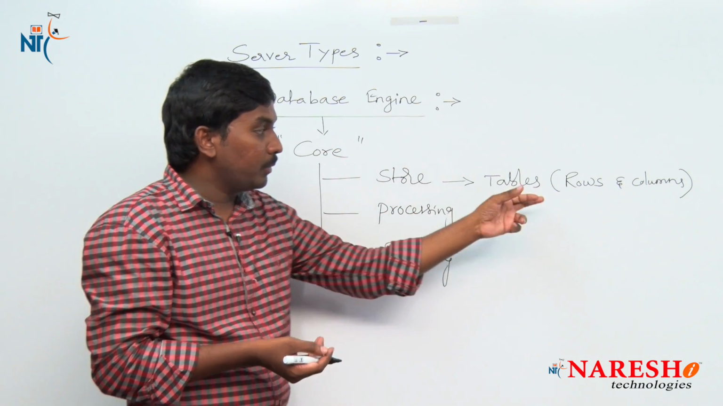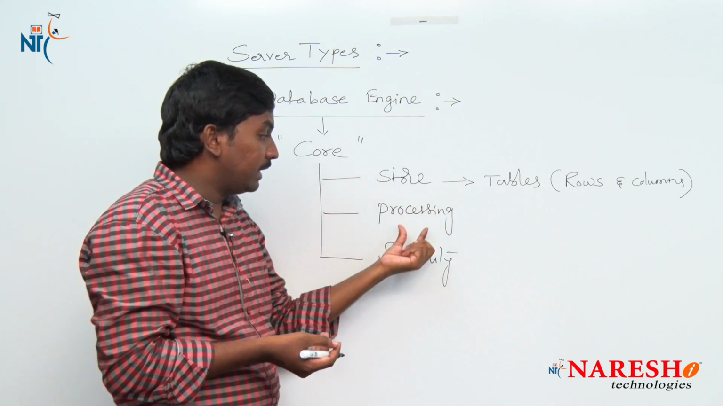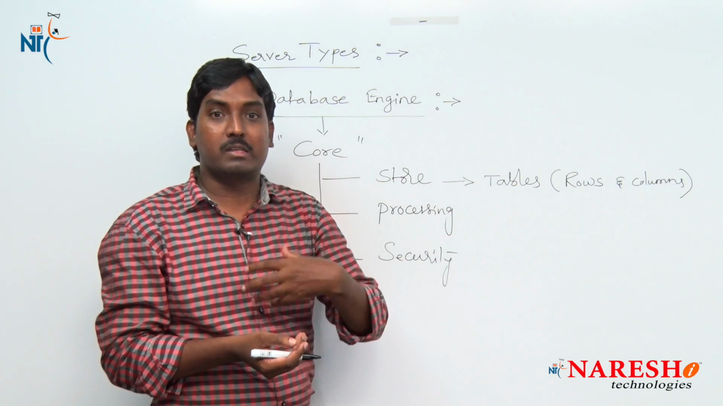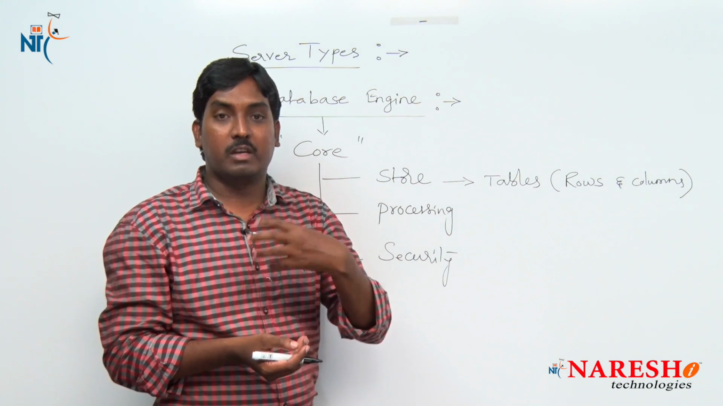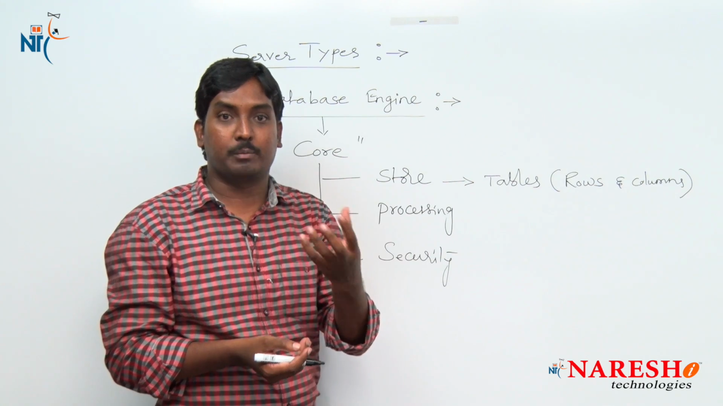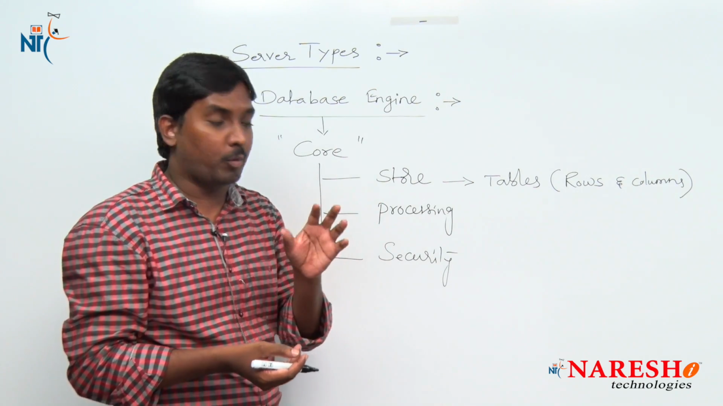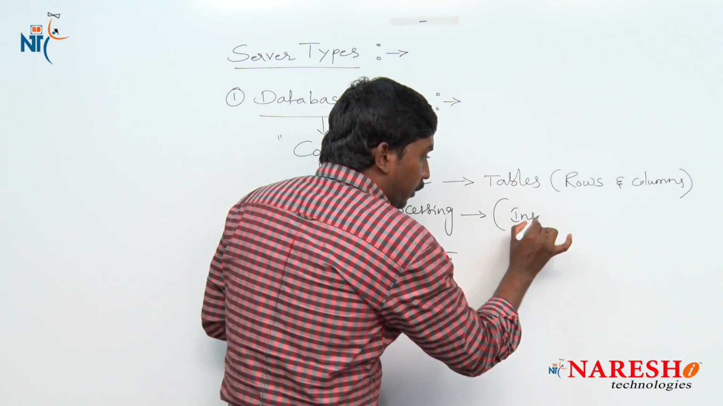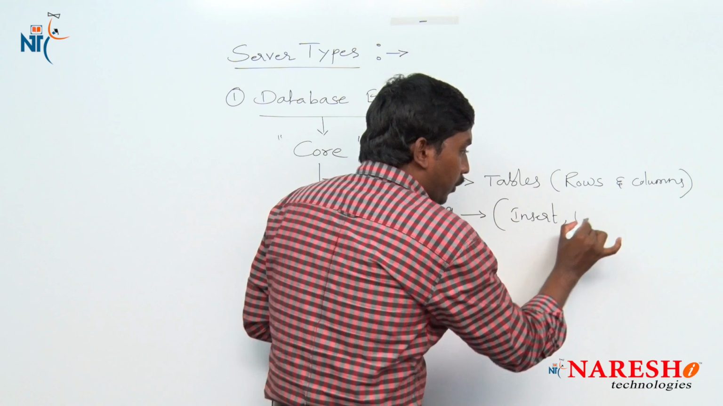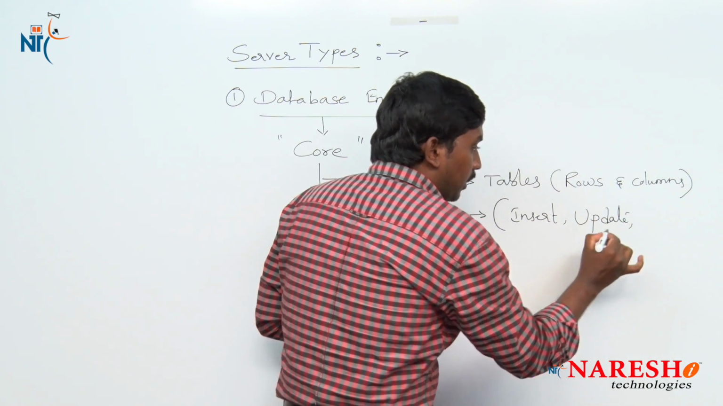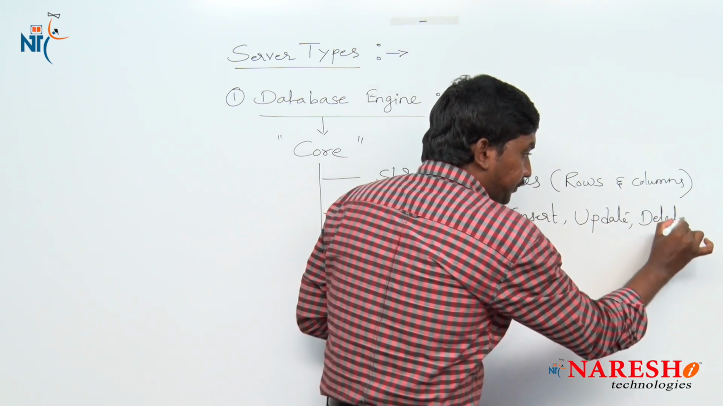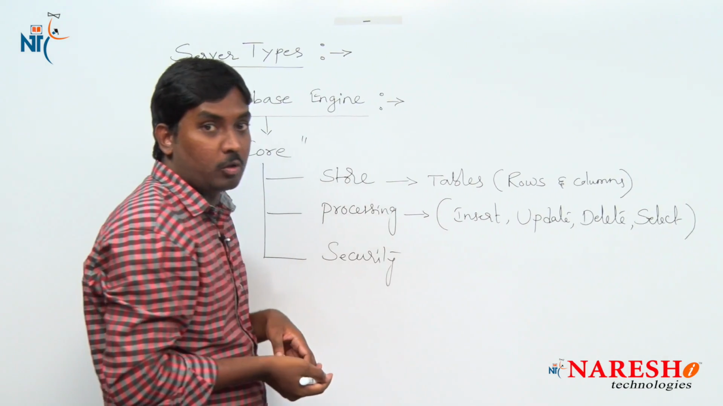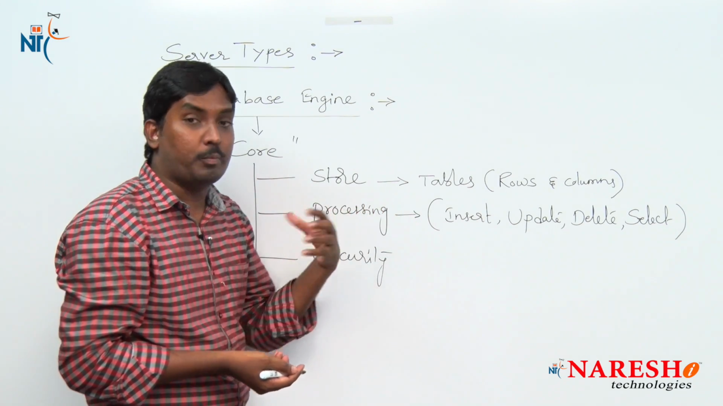After storing your information in tabular format, if I want to process the data, processing means performing operations like inserting data, updating data, otherwise deleting, or selecting data. These kinds of operations I can perform on my table information. That we call the processing method. In this processing, we are going to insert, update, delete, or select on my database table. These come under the processing area.